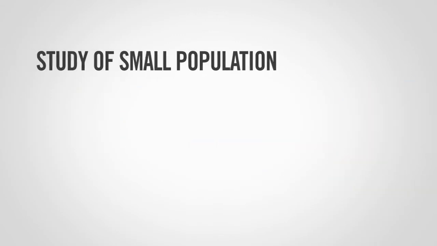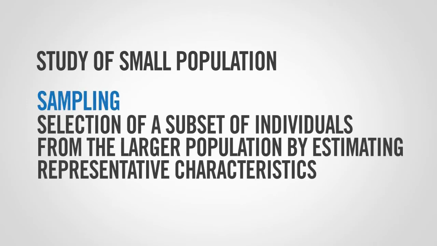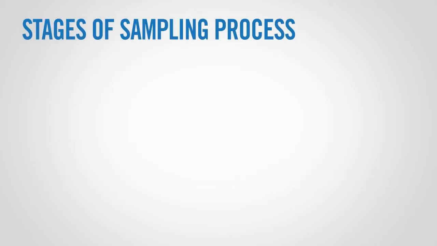Except in cases when the population of the study is small, like when the impact of a single program is studied, the researcher will have to select a sample. Sampling is the selection of a subset of individuals from the larger population by estimating representative characteristics. Regardless of the type of sampling, the sampling process comprises several stages.